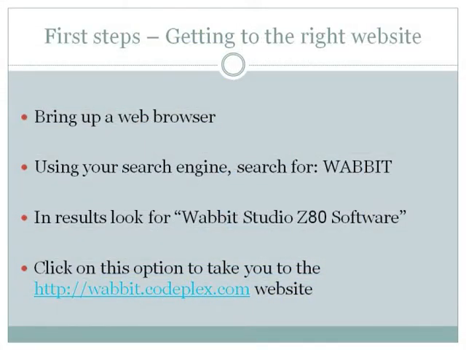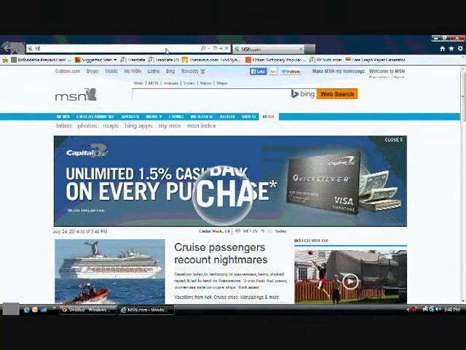The first step to getting the right browser is to bring up your web browser and use your search engine to search for Wabbit. When it brings back the results, at the top of the screen or near the top it should say Wabbit Studio Z80 software. If you click on this, it will take you to the wabbit.coplex.com website. So let's see what that looks like.